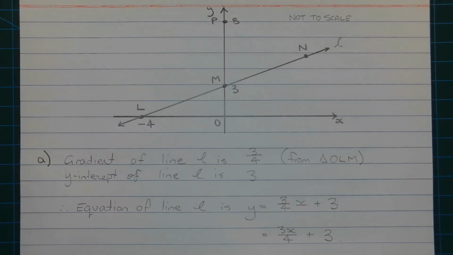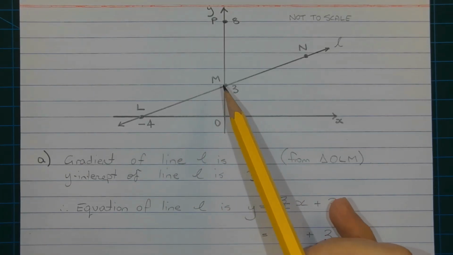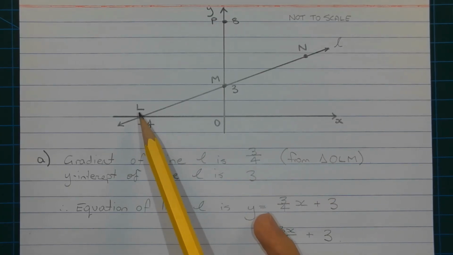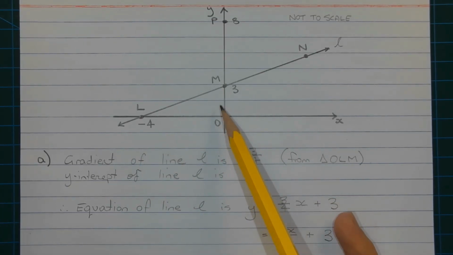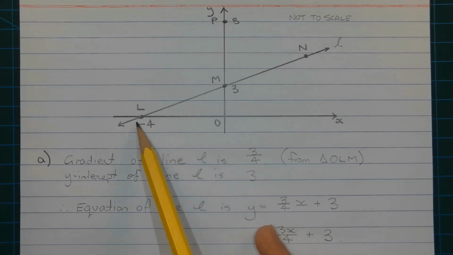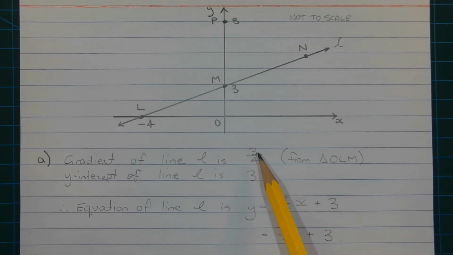To find the equation of a line, we need to find its gradient or slope, and we also need a point on that line. Now, the gradient of line L is 3 over 4. If we consider triangle OLM, that's this triangle here, the gradient is found by change in y divided by the change in x, that is rise over run. Now, it's convenient that we have the y-intercept and the x-intercept. So the change in y is 3, the change in x from left to right is 4, which is why the gradient of line L is 3 over 4.